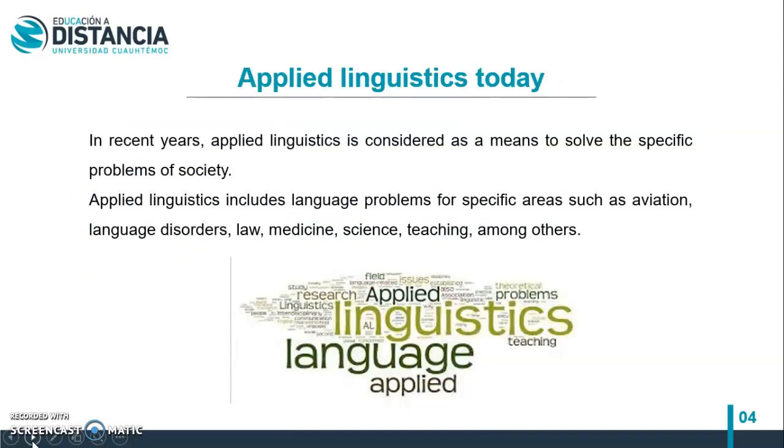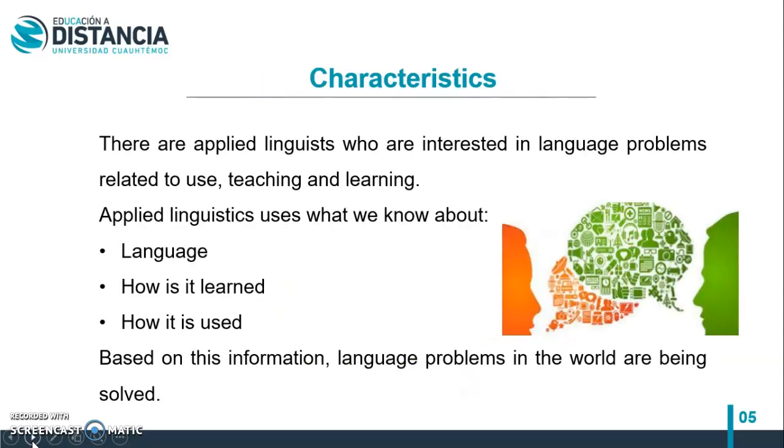In recent years, applied linguistics is considered as a means to solve the specific problems of society. Applied linguistics includes language problems for specific areas such as aviation, language disorders, law, medicine, science, teaching, among others. I found these characteristics and I'm focused on applied linguistics in teaching, okay?